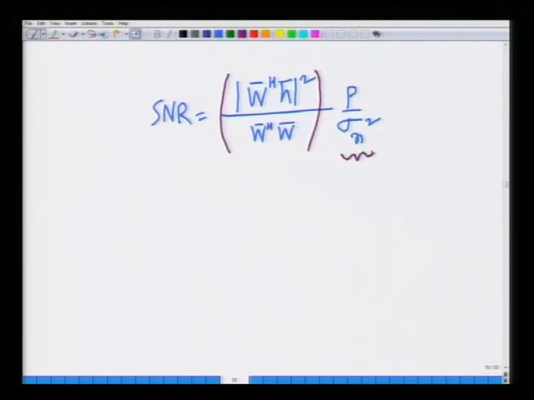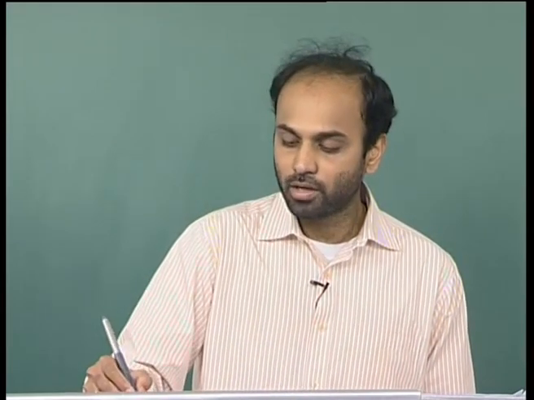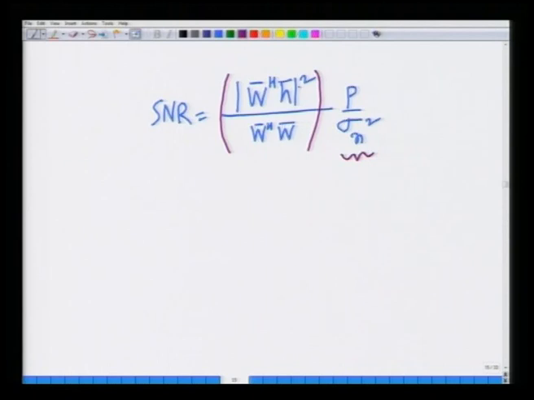This term on the right hand side, P over sigma n square, does not depend on the beamformer W bar. The only part that depends on the beamformer is magnitude square of W bar Hermitian H bar divided by W bar Hermitian W bar. So, now I want to maximize this SNR. In other words, I want to choose W bar such that this value is maximum.